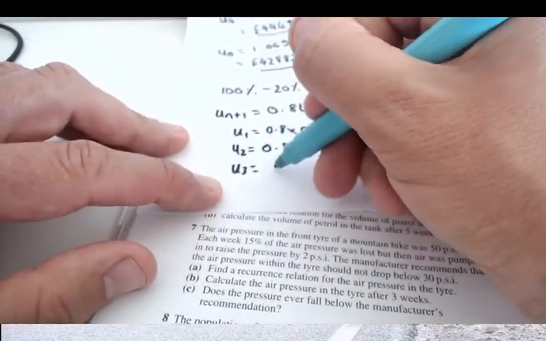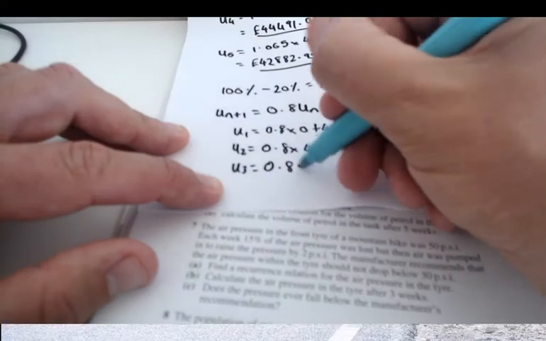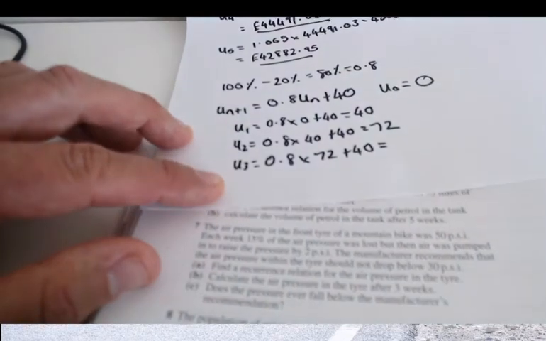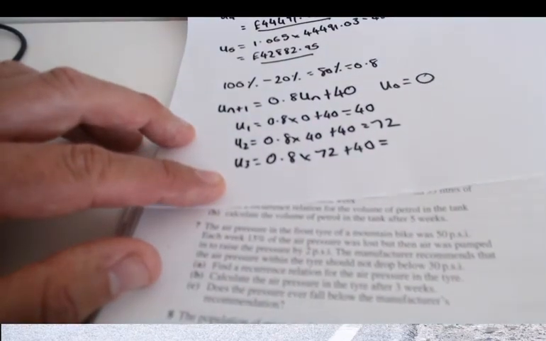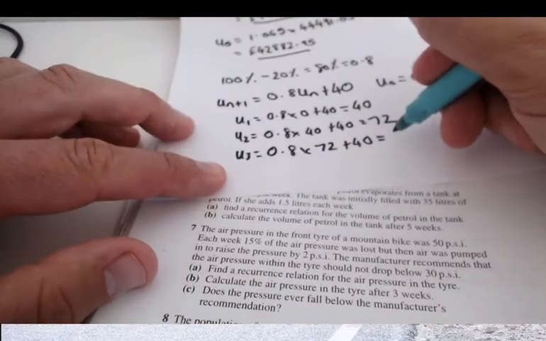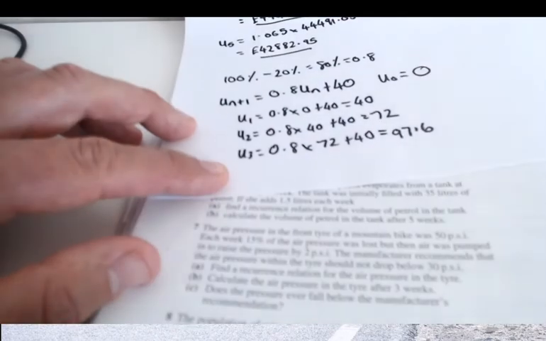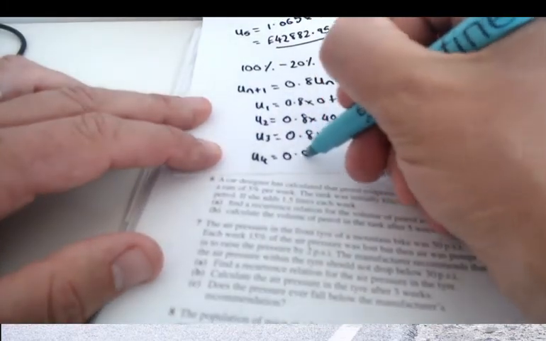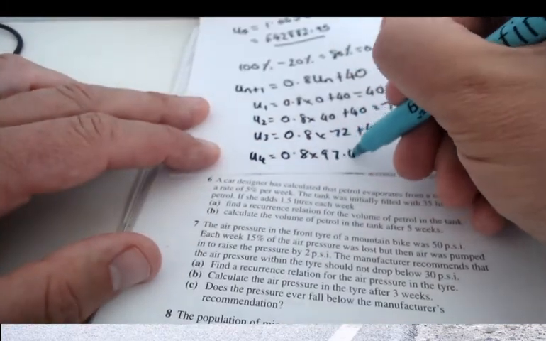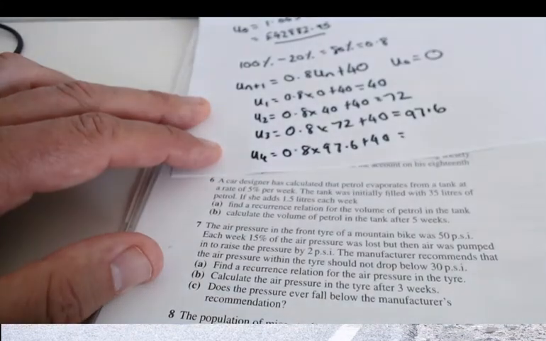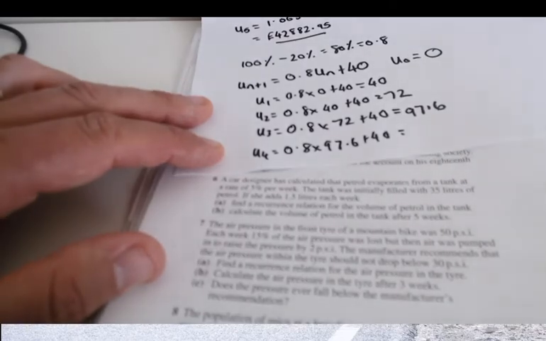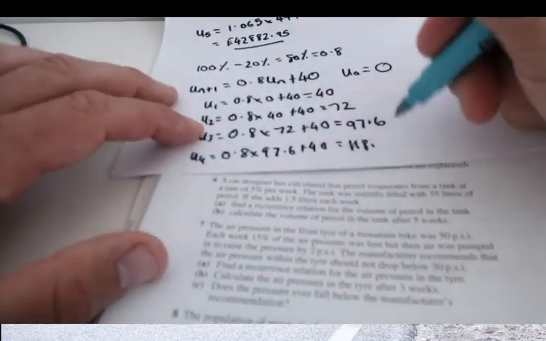U3, I take my recurrence relation, which is 0.8, I times it by my last answer of 72, add 40. Always remembering that your next answer is based on your last answer. That's how we're doing this every single time. 97.6. And then to get U4, I take my 0.8, I multiply it by my last answer, and I add 40. 118.08.